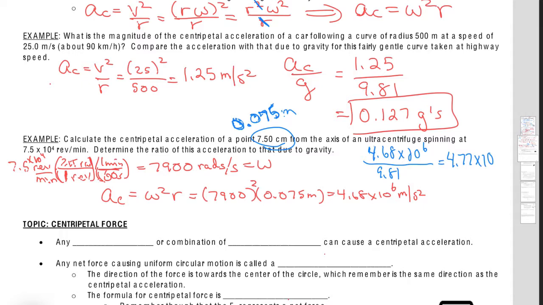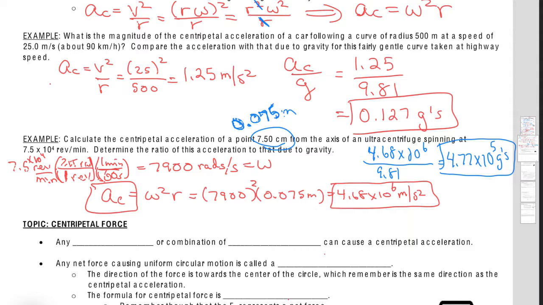Oh, I put in the wrong value. It got larger because I put in exponent 8 instead of exponent 6. And so it should just chop off 2 decimal places. So 4.77 times 10 to the 5th g's would be that comparison to our g value. So this is our g force.